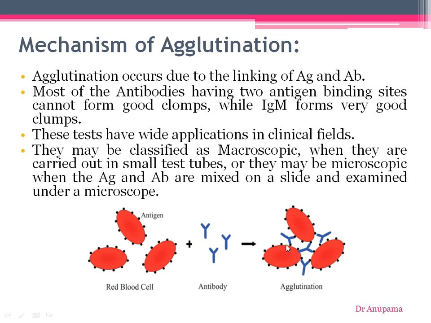These tests are widely used in the clinical fields, and they may be classified as macroscopic when they are carried out in small test tubes, or they may be called microscopic tests when the antigen and antibody are mixed on a slide and examined under a microscope. So here you can see antibodies, and the RBC are antigens. When they are mixed, you see that RBC are agglutinated. So this is what agglutination is.